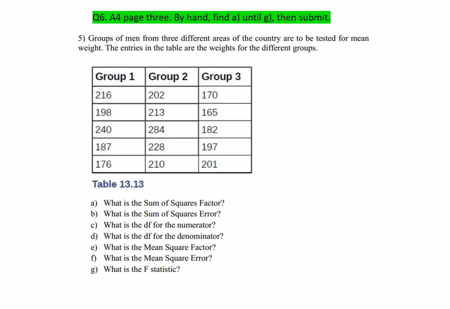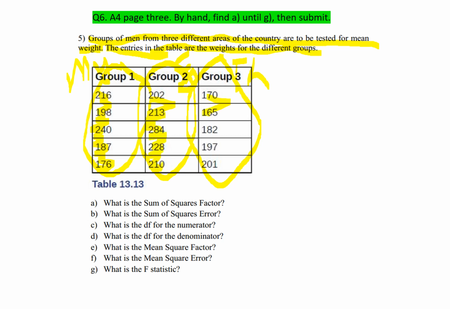A4 page 3. By hand, you're going to find the value for A until G and then submit. This is a problem saying that a group of men from three different areas of the country are being tested for their average weight. The entries in the table are the weights of those different groups. Let's say group 1 is from Malaysia, group 2 from Singapore, and group 3 from Thailand. So we have different groups, with data taken from Malaysia, Singapore, and Thailand.